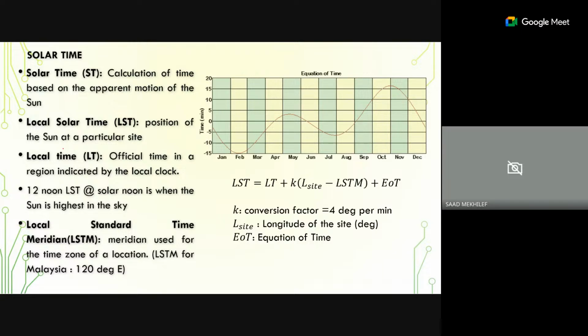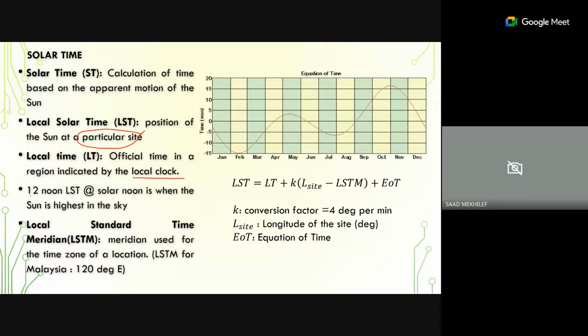But when doing the calculation for solar, we use a different time. We call it the ST, which is the solar time. And this local solar time is the position of the sun at a particular site. That's what we care about. We don't care about the time at the clock. Then we have what we call the local time, which is the official time of the region, which we use by local clocks.